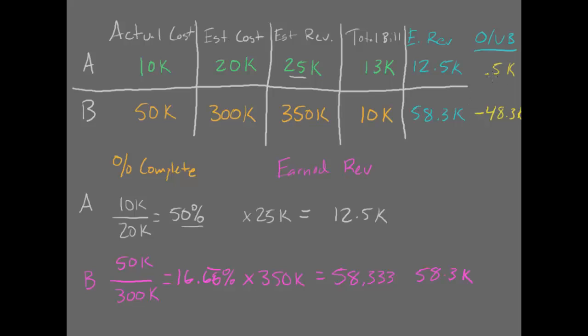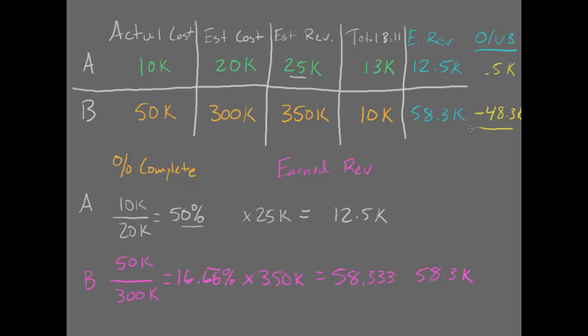So what is this telling us? This is saying that on this job, on project A, we are $500 or 0.5K overbilled. We have billed ahead of our earned revenue, and that is typically a good thing. On this job, project B, we have billed less than what we've earned. In fact, $48,000 less than we've earned. That is typically a bad thing, although it does happen naturally in some projects, especially residential projects.